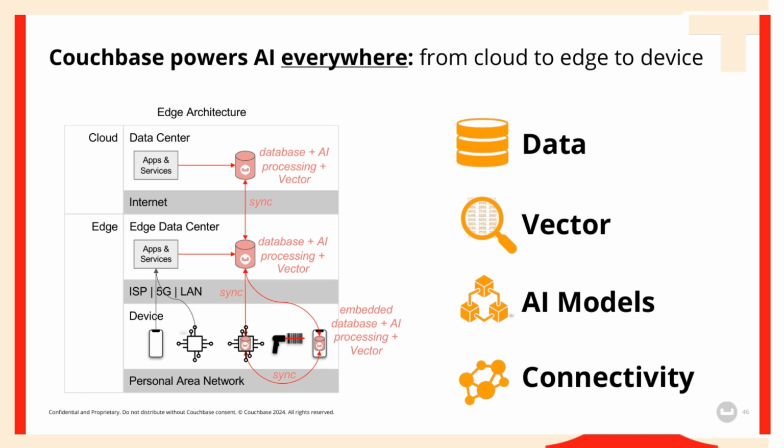So one last time to my favorite depiction of the edge architecture. But as we consider all these various capabilities applied to this architecture, we can run across the entirety of it. We have something truly unique here, the ability to power AI everywhere with data processing, vector search, AI models, and network connectivity from cloud to edge to device.